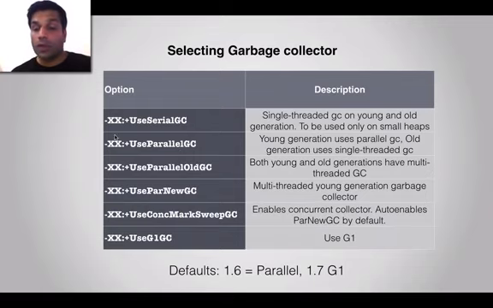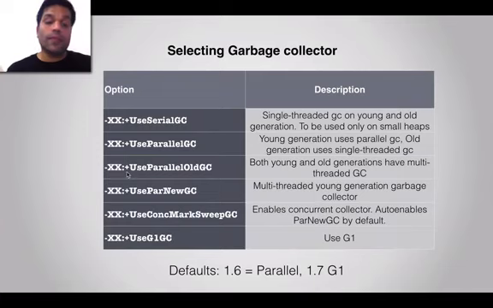Now coming to parallel GC. Suppose you want to use parallel GC. You would use -XX:+UseParallelGC. So this means the young generation uses parallel GC. At the same time, note, the old generation continues to use single-threaded GC. So if you use this flag, the young generation is garbage collected in parallel fashion, but the old generation at the same time is garbage collected using single-threaded garbage collection.